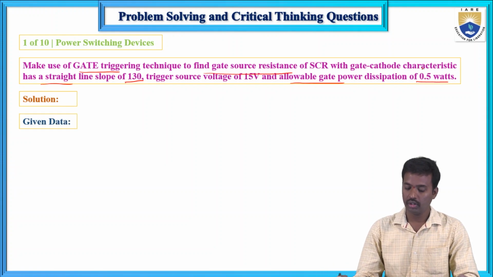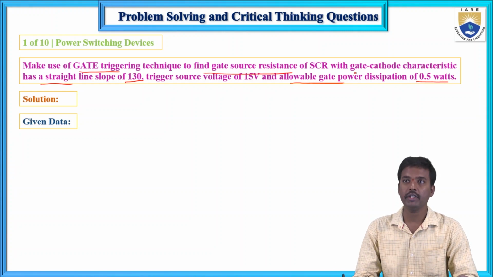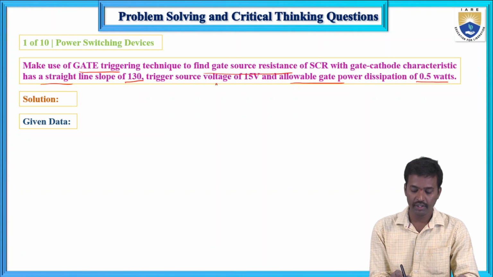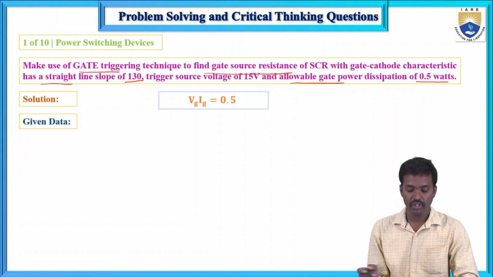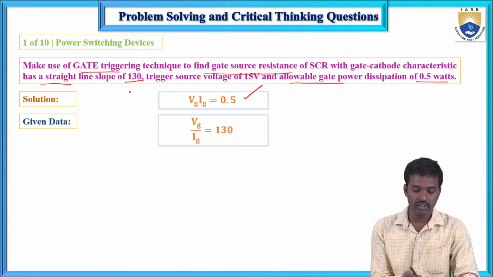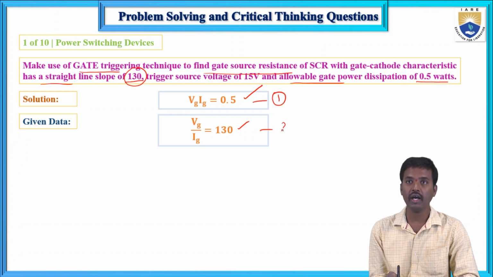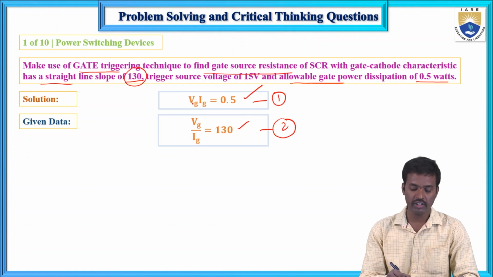The allowable gate power dissipation is 0.5 and the triggering source voltage is 15. Next, the slope Vg by Ig is 130. So Vg into Ig, the allowable gate power dissipation, is 0.5. Then Vg by Ig is the slope, so that is 130. Now we have two equations, equation 1 and equation 2. From these two equations, you can solve for Ig and Vg.